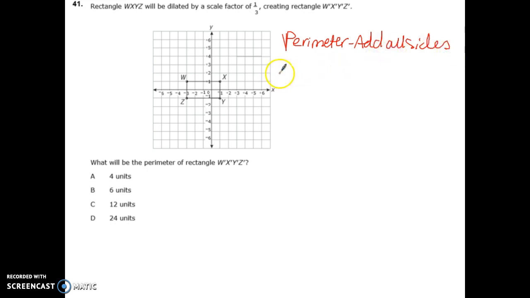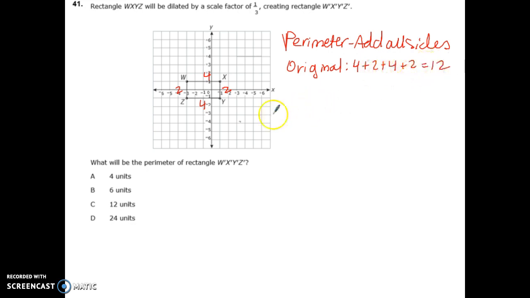Okay, so we need to find the perimeter of the original rectangle. The original rectangle has these sides. This is 4, and this is 2. This is a rectangle, therefore this is 4, and this is 2. So the original sides are 4 plus 2, which means 6 plus 6, which means 12.